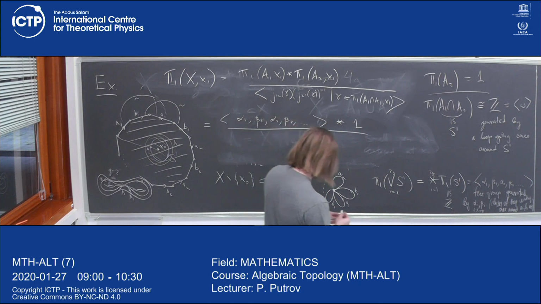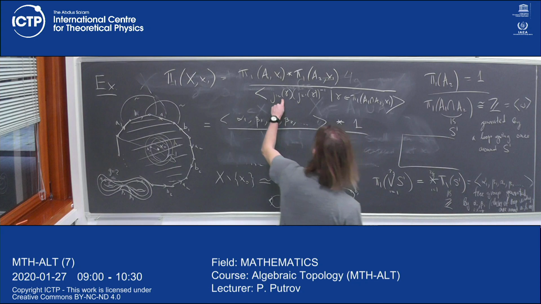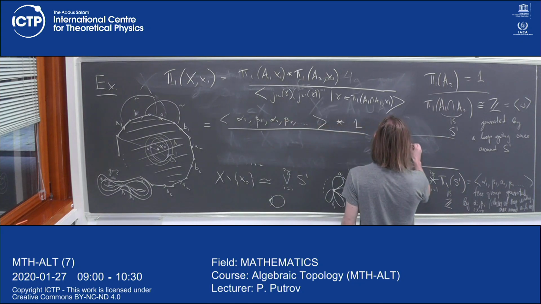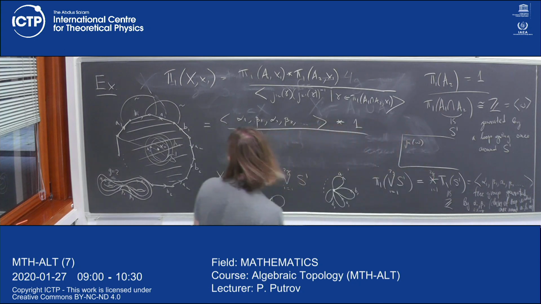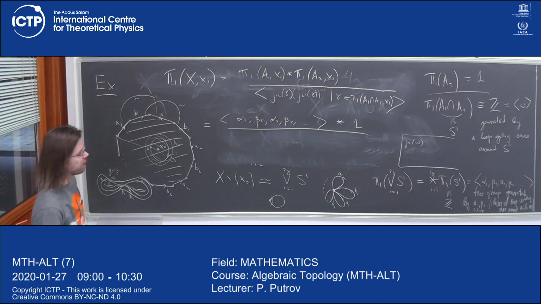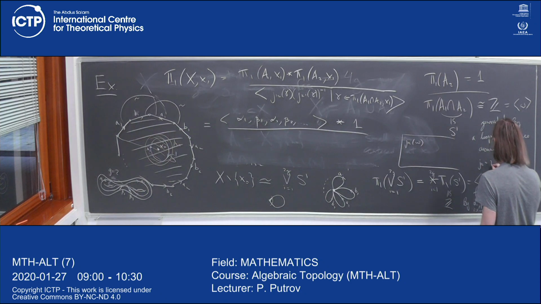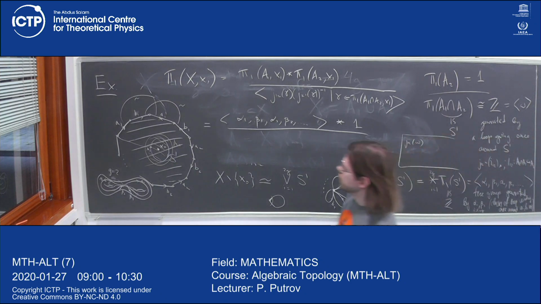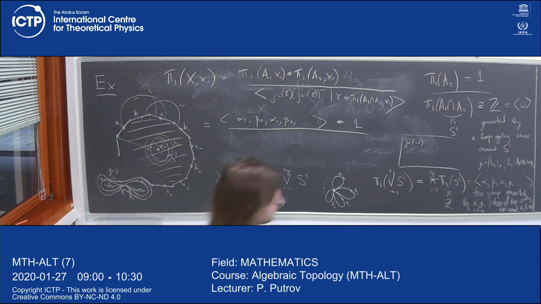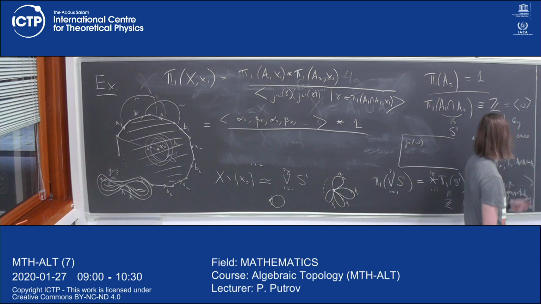Now what is J12 of omega? Let me remind you. J12 was the push forward of I12, where I12 was the inclusion of A1 intersection A2 into A1. And the other way around for J21, if I just change A1 to A2.